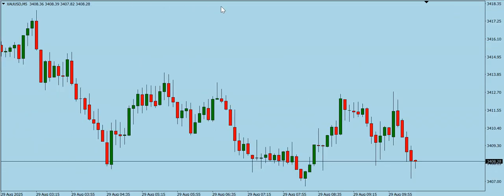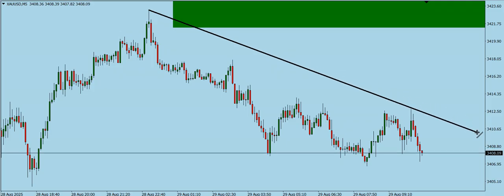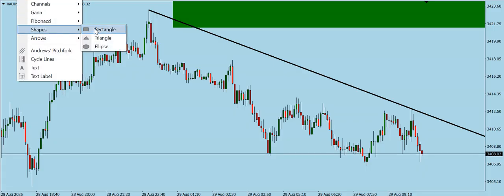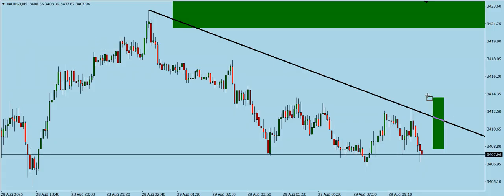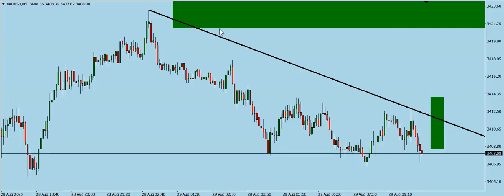Well, on the lower time frames, especially the 5 minutes, we have a descending trend line intact. So look for selling opportunities for now and start to buy on a break above this descending trend line. Break and close above, start to buy. That's that for today's video.